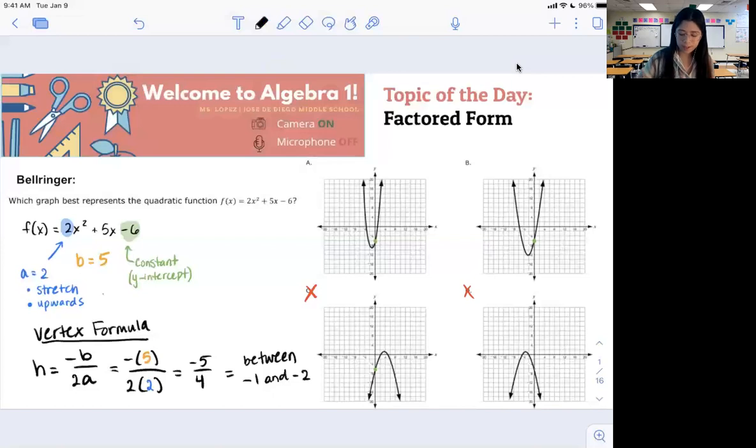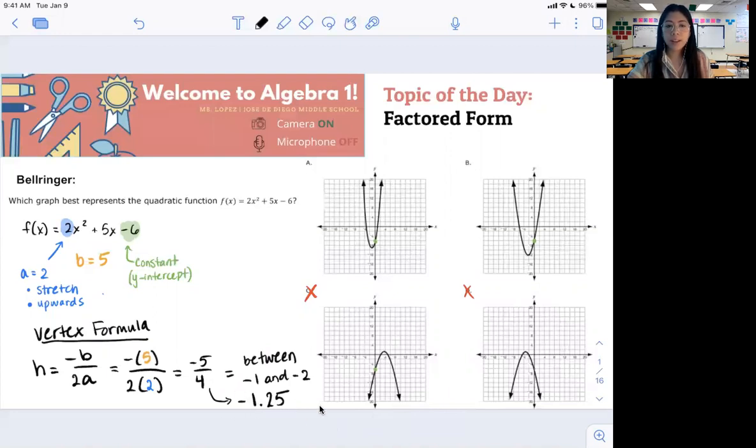Does anyone want to tell me, in decimal form, what this would be? -1 point what? 5. Not 1.5. Juan's got it, 0.25. Think about it like quarters. If you have 5 quarters, how much money do you have? That will be $1.25. So there you go, 1.25.